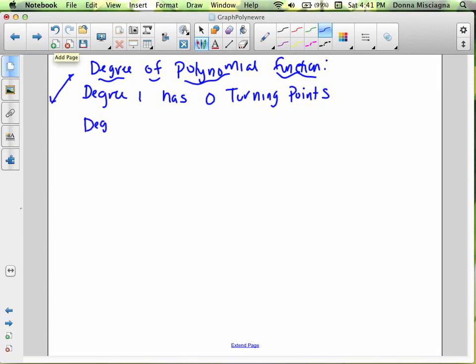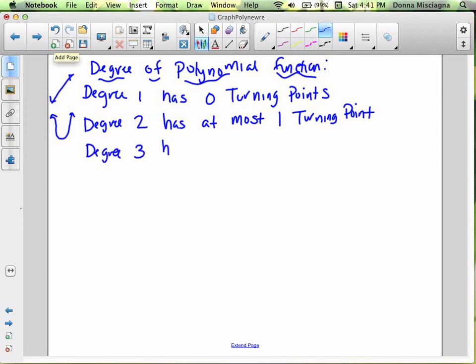Degree 2 has, now I'm going to use the words at most, 1 turning point. It's hard to say at most with 0, I guess. Right, and remember degree 2 looks like this, parabola, or it could be the other way, but I'm just going to draw 1 for each of these.